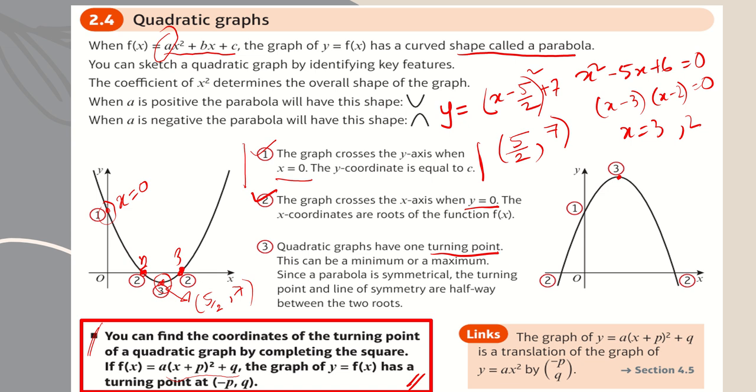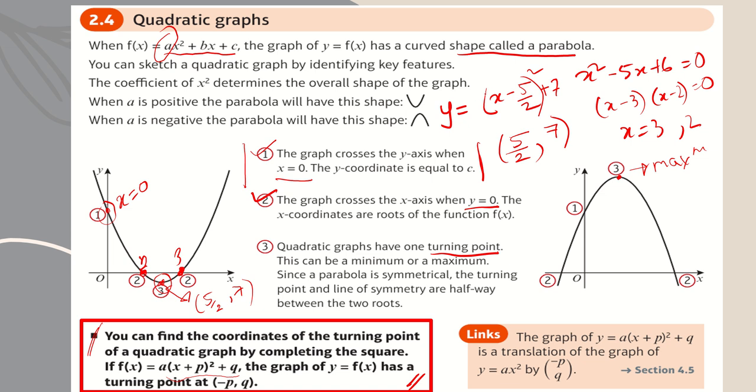If you have to sketch a quadratic graph as a whole, you need to find out 4 points. What are those 4 points? You need to find the point where the graph cuts the y-axis, the points where the graph cuts the x-axis, and you also need to find the minimum point, or in some cases the maximum point. It's the same procedure to find the minimum point and the maximum point.